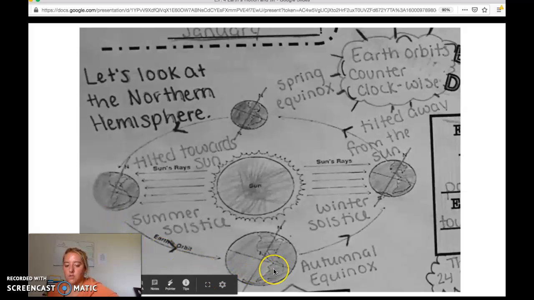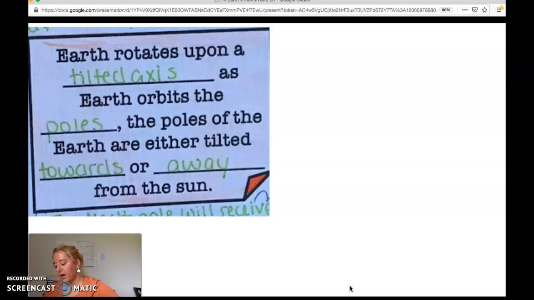If we keep going to our very last one, we hit the autumn equinox. As you can see, just like with the spring one, it's not tilted towards the sun, it's not tilted away from the sun, so the sun's rays are hitting directly on the equator. And we are having equal hours of daylight and equal hours of darkness. The Earth rotates upon a tilted axis. As the Earth orbits the sun, the poles of the Earth are either tilted towards or away from the sun. We just saw that, right? That's what our diagram just showed us.